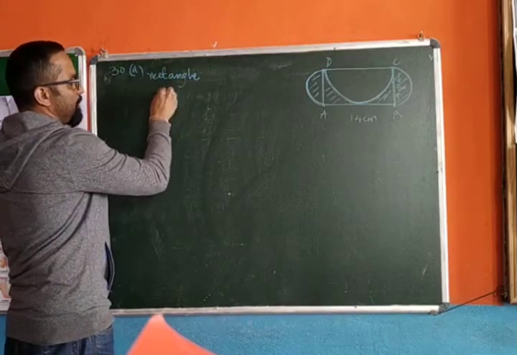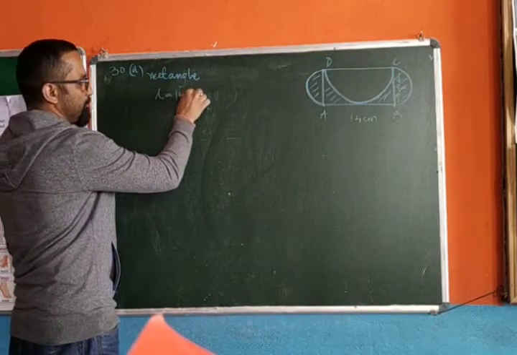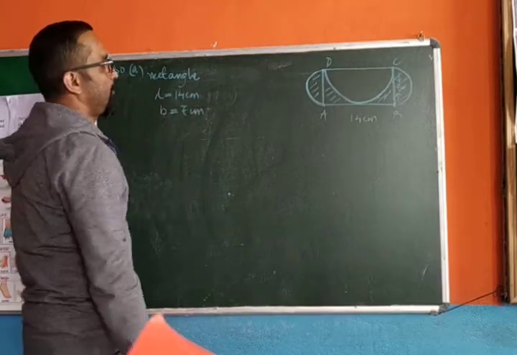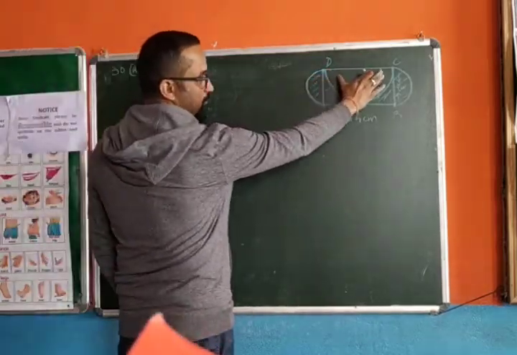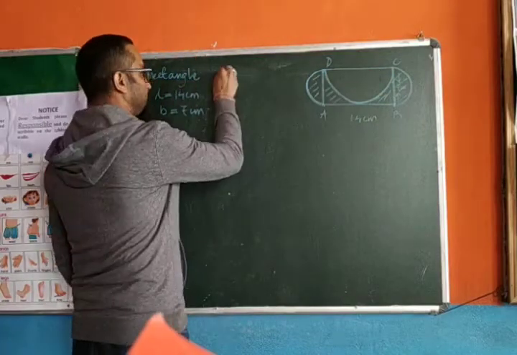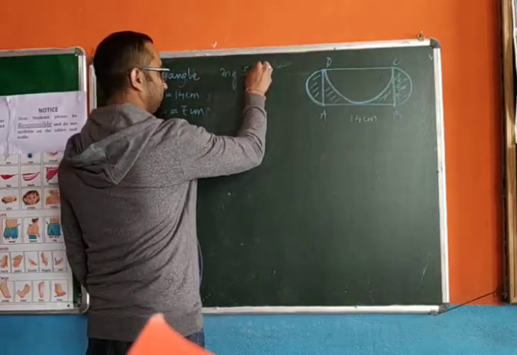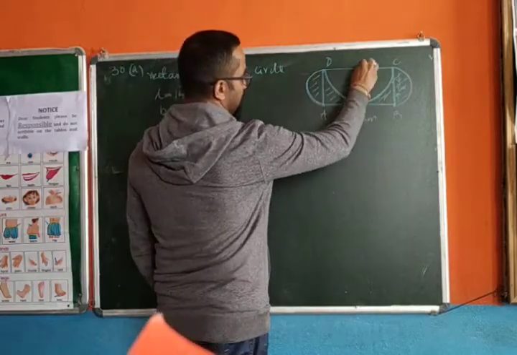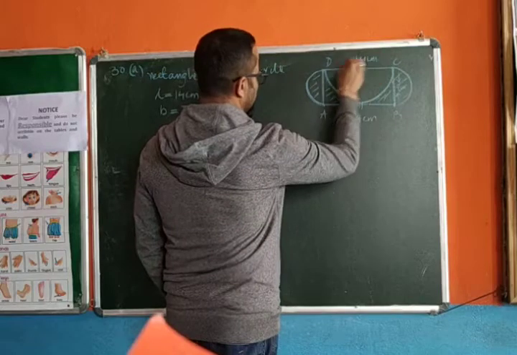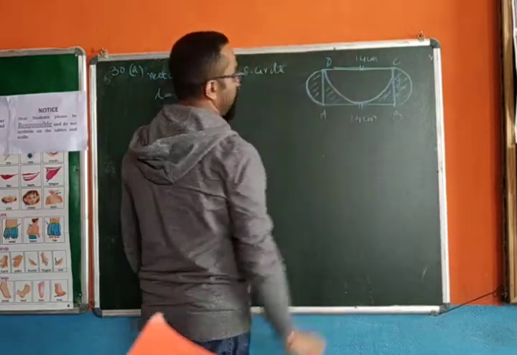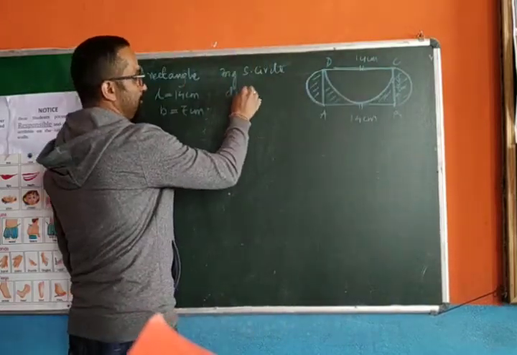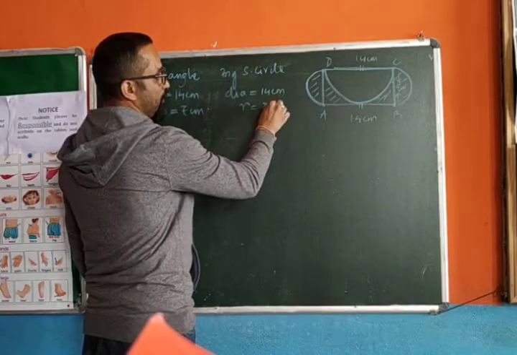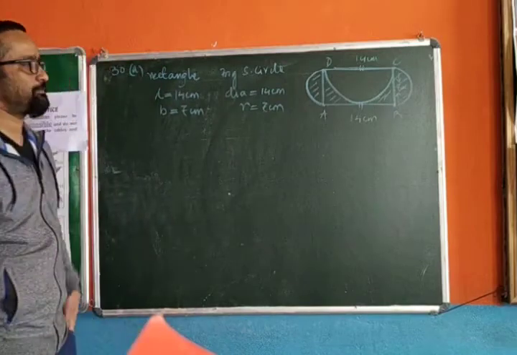Write down the dimension. Length of the rectangle is 14 centimeter. Breadth is equal to 7 centimeter. Then you have a big semicircle. Opposite sides of rectangle are equal, so you get 14. This is the diameter of big semicircle. Diameter is 14 centimeter. Calculate radius, half, 7 centimeter.